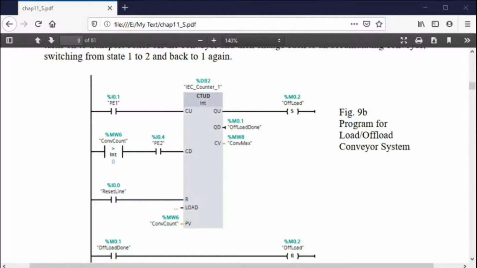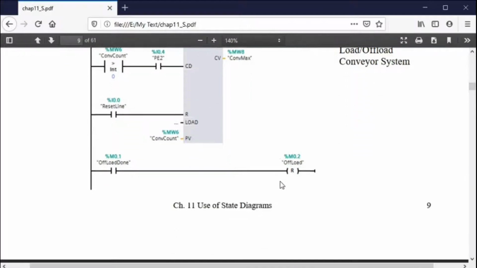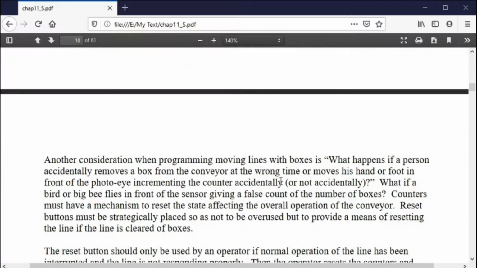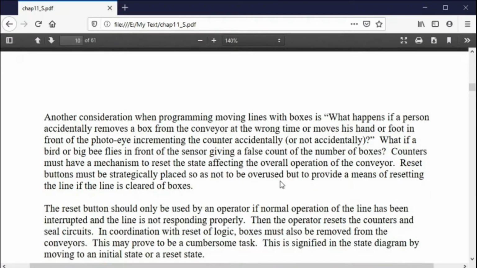So it gives you a little bit of a comfort level that you can actually simplify big programs, make them a lot easier if you see that. Okay, so what happens if a bee flies by one of those photo eyes, or a big bee hovers over one of the photo eyes and trips it? Well, obviously your count gets off.